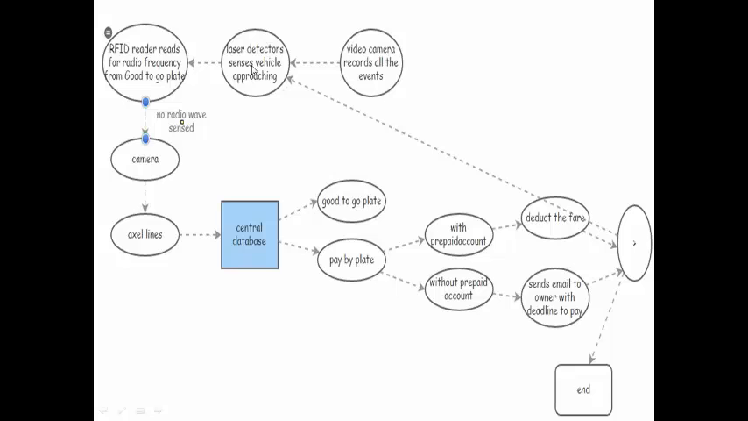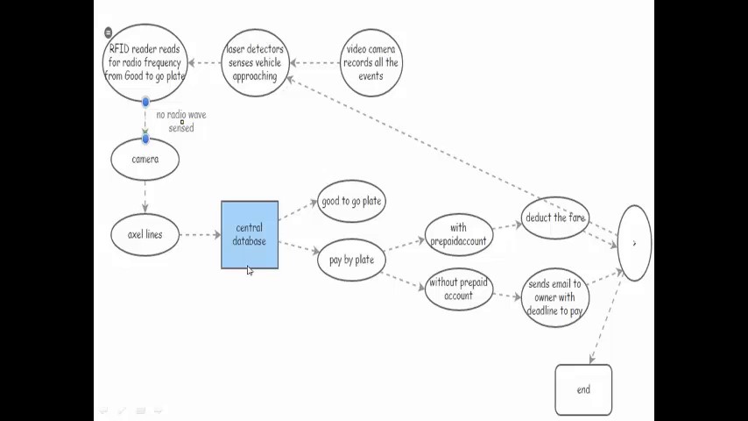See now the control flow diagram for the automatic toll booth. Here also, the RFID tag will read the radio information of the particular vehicle plate. The first video capture will be done and the laser detector senses the vehicle approaching, and the RFID tag information will be read, and the camera captures the axle line and the information is given to the database.